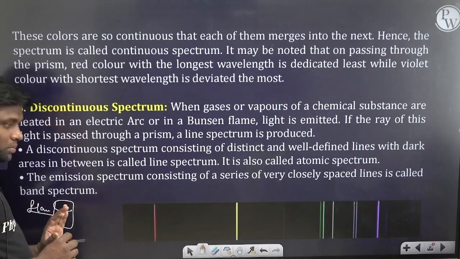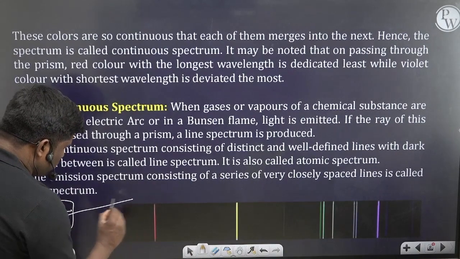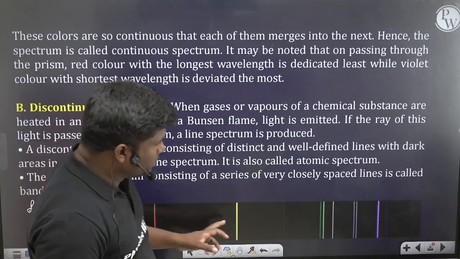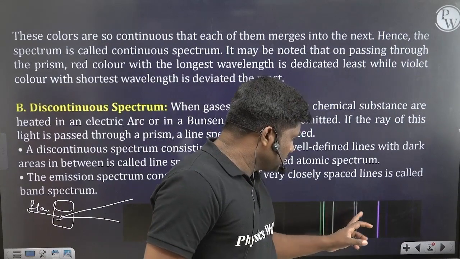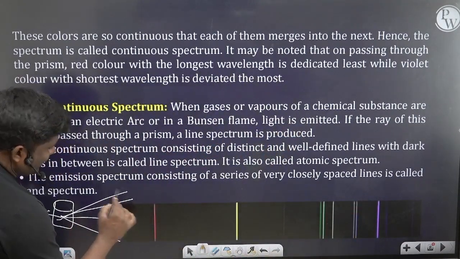This gas absorbed some amount of radiation and emitted some other amount of radiation. How many lines are there? 1, 2, 3, 4, 5, 6, 7. So it is emitting only certain kinds of radiation.